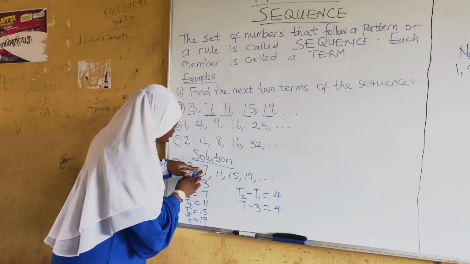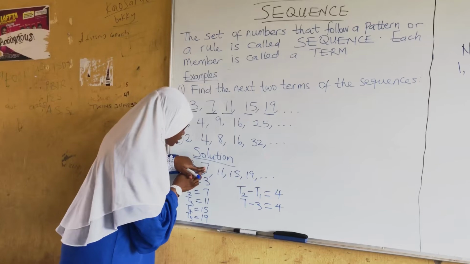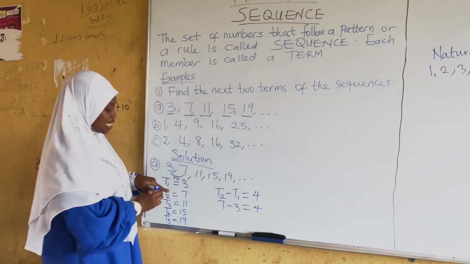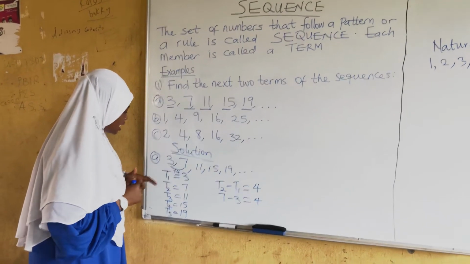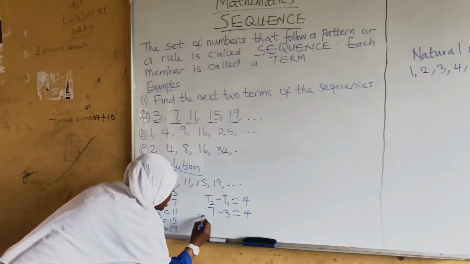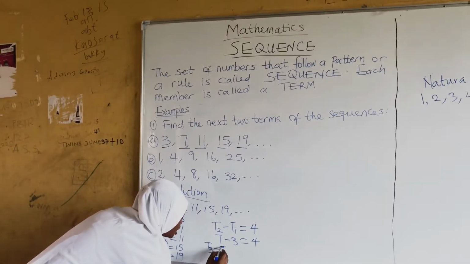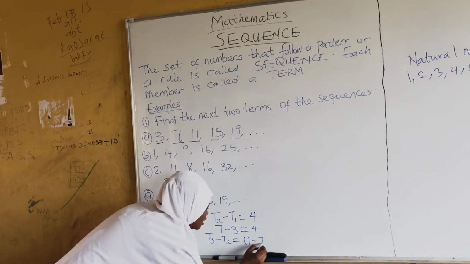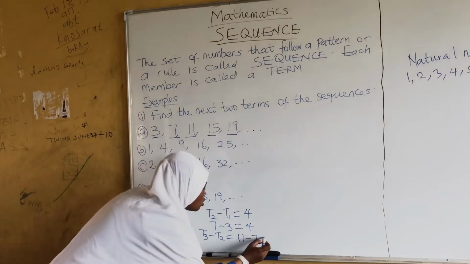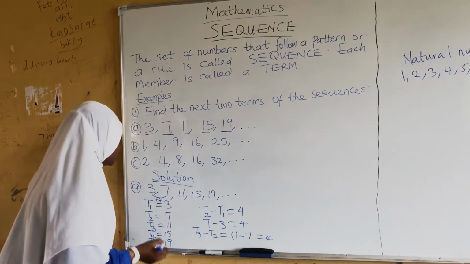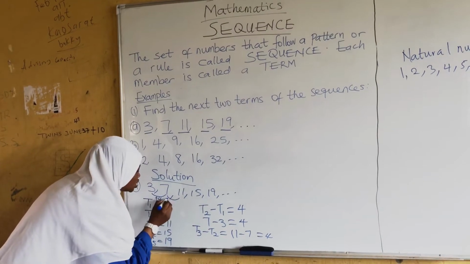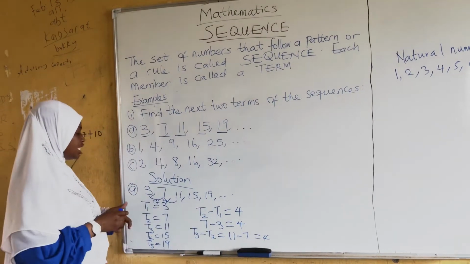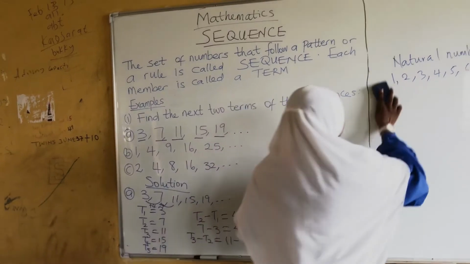So what can we add to 7, or subtract from 7, or multiply by 7, or divide by 7 that will give us 11? That is what you must find again. Now you can say, okay, T3 minus T2 is equal to 11 minus 7. And what is 11 minus 7? It is equal to 4 again. So you add 4 to 7 again to give you 11. And so on like that.